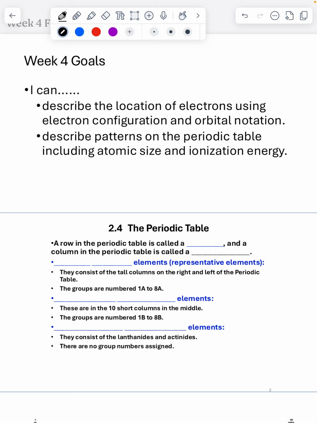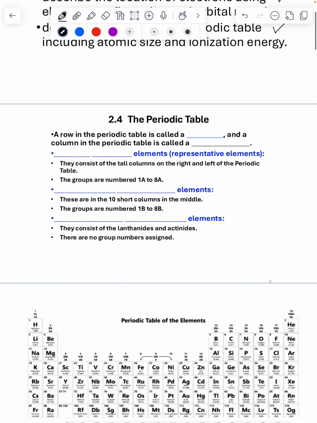So here we see our goals for this week. We want to be able to describe the location of electrons using electron configuration and orbital notation. And the second thing we want to do is be able to describe these patterns that we see, including atomic size and ionization energy. So these are two very big topics in chemistry. So we're going to do a brief overview and then you'll have time to practice those.